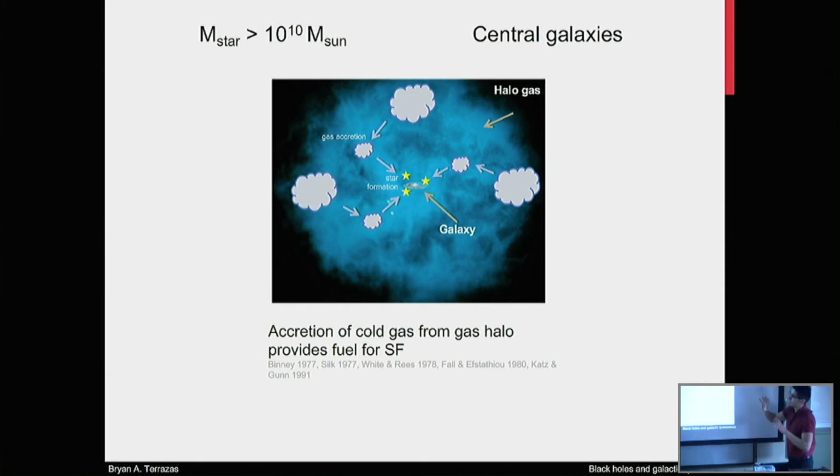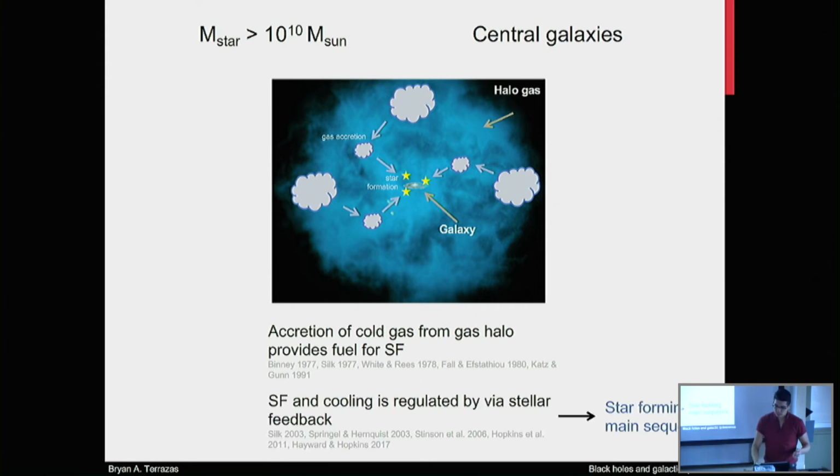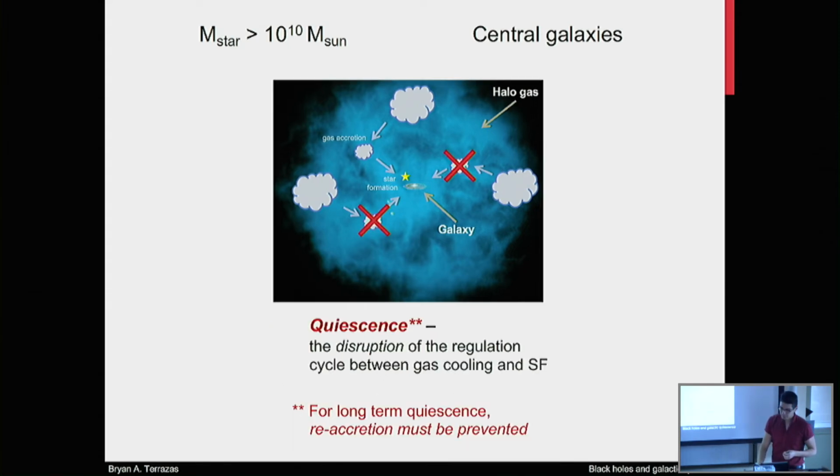So a central galaxy has a large reservoir of halo gas around it that has the potential to cool, condense, fall into the center, into a disk, and finally form stars that we see with our telescopes. Those stars form a feedback mechanism, which causes heating of the gas in order to regulate its amount of cooling from the gas halo, forming a regulatory cycle that we see as the main sequence of star formation. And so quiescence is the disruption of this regulatory cycle between star formation, stellar feedback and the cooling that's coming onto the galaxy.